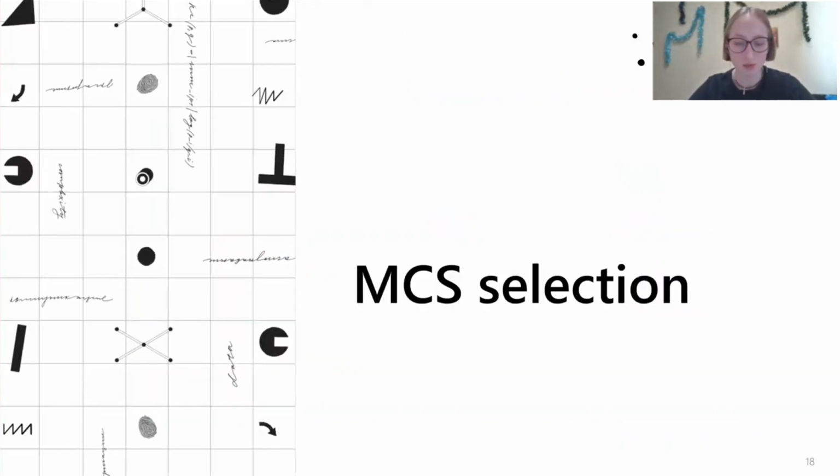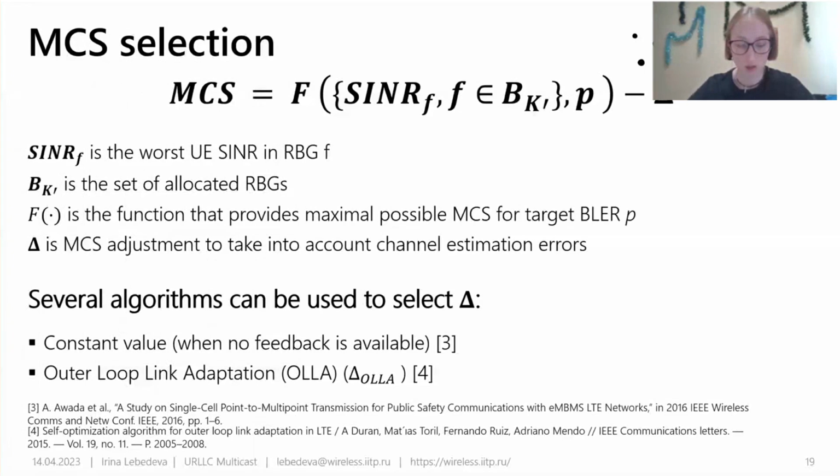The described algorithms use the latest available measurements and don't take into account channel aging, which may result in data loss during transmission due to changes in channel quality. To solve this problem, we should consider channel fluctuation. So MCS is selected as a function of SNR and target BLER, with subtraction of delta.